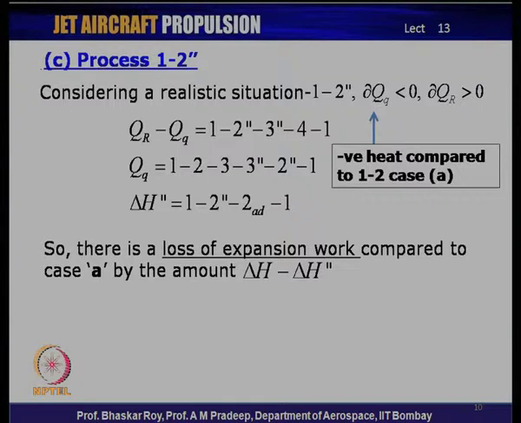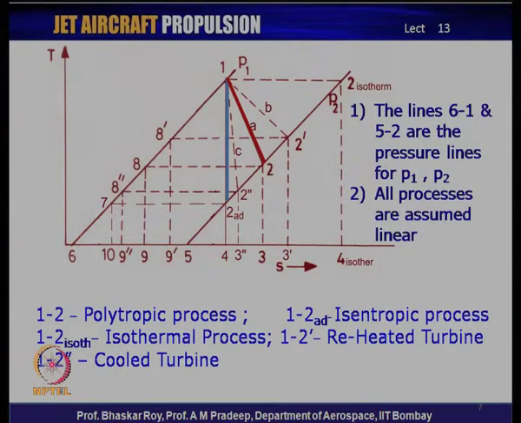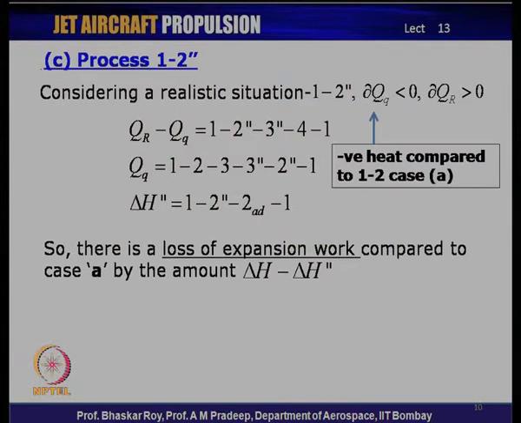And we will go back to the diagram with this delta H double prime, which is now 1, 2 double prime to adiabatic 1. Now, this means that 1, 2 double prime, 2 adiabatic 1. So, this is the amount of work, let us say, that is finally not available to the turbine for work, that the energy has to be expended. So, there is a loss of expansion work compared to case A, that is the difference between delta H and delta H double prime.